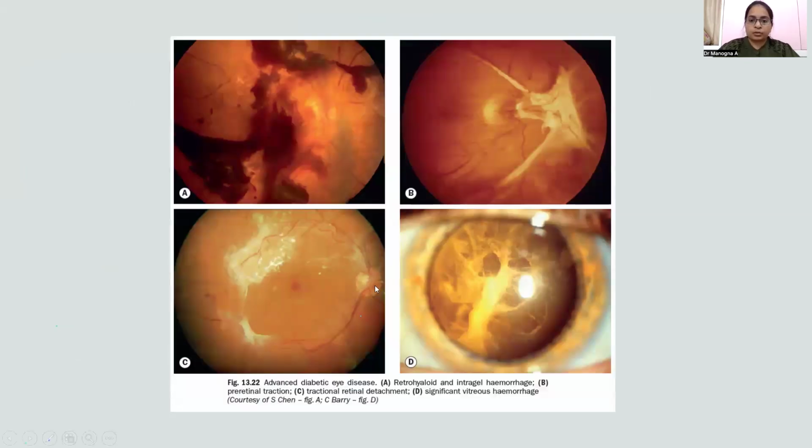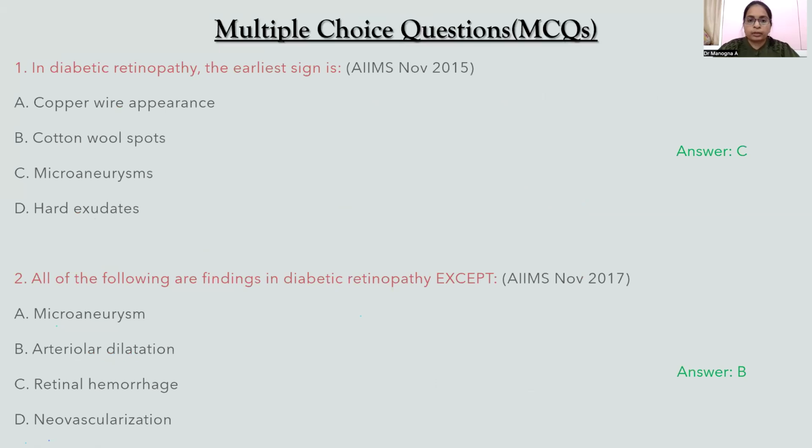This image shows the features of advanced diabetic eye disease. You can see persistent vitreous hemorrhage, and you can see the tractional retinal detachment. So that's all on diabetic retinopathy you have to know from the exam point of view. I've included a few MCQs. I think you'll be able to answer them, because all the MCQs asked on DR are already covered in the presentation.